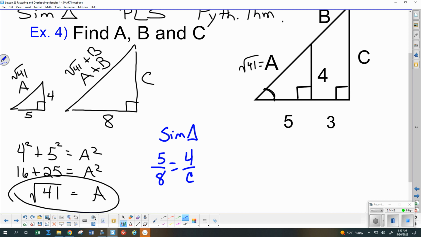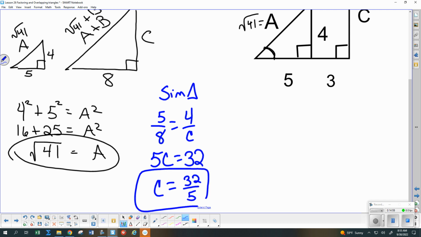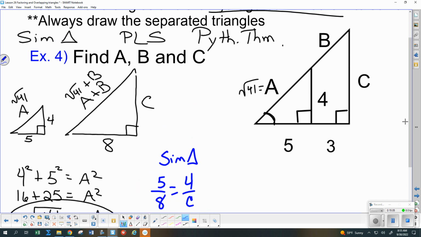Thumbs up, thumbs down. Does that make sense to everybody? So if we, what? Question? Okay. So 5C equals 32. So divide both sides by 5, not the nicest number in the world, but C is 32/5. Okay, that leaves B. So let's think through our choices for B now.